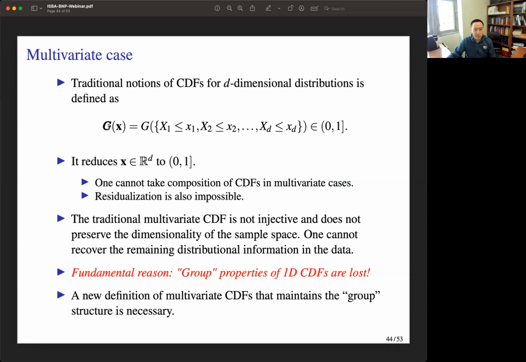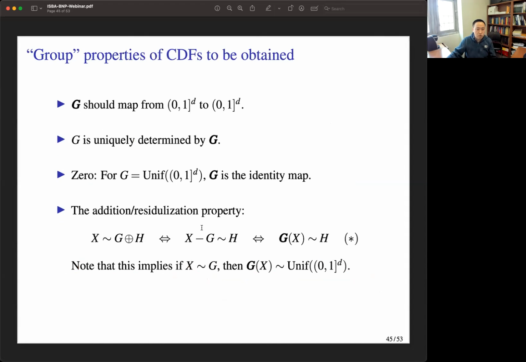Now in the multivariate case, life is a little harder because the traditional notion of CDF on multivariate spaces does not allow you to take compositions, because it maps a d-dimensional vector to the unit interval, and you cannot compose that. The fundamental reason, you can show, is that the 1D CDFs form a group, and the classical notion of multivariate CDFs does not form such a group. The group has an identity, which is the uniform distribution, and addition and subtraction correspond to the composition of the corresponding CDFs in the 1D case.